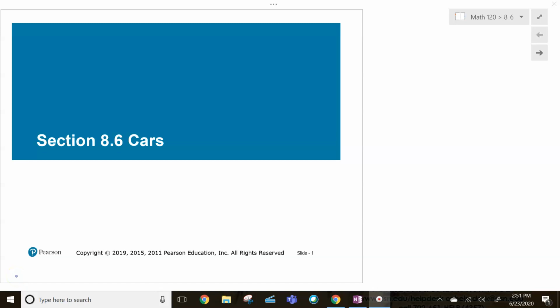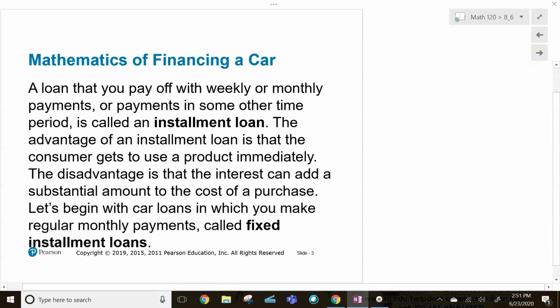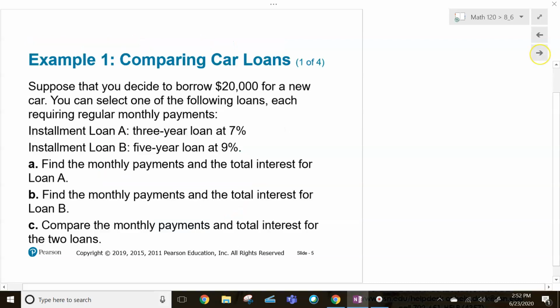We're going to take a look at the mathematics behind payments and loans, car financing, that kind of stuff today. So, the mathematics of financing a car, if you choose to finance a car. An installment loan is a loan that you pay off with weekly or monthly payments over some time period. Right? So, we're going to look first at fixed installment loans, car loans. Here's our equation, okay? Now I'm going to use the financial calculator that I showed you guys earlier.